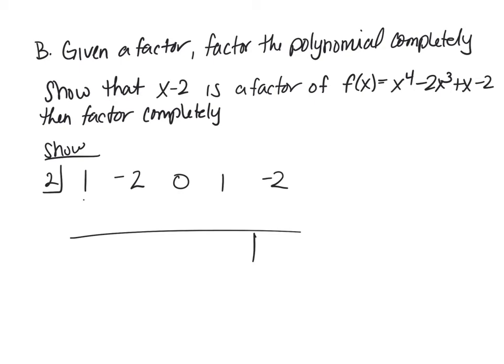So we're going to bring down the 1, and then we're going to multiply. 1 times 2 gives us 2. Then we're going to add, and I get 0. And 0 times 2 is 0. And then we're going to add again. I get 0. And 0 times 2 is 0. And then we're going to add. And then 1 plus 2 is 2. 2. And then when we add, we get 0. So yes, it's a factor. Well, it told us it's a factor, and then it wants us to factor completely.